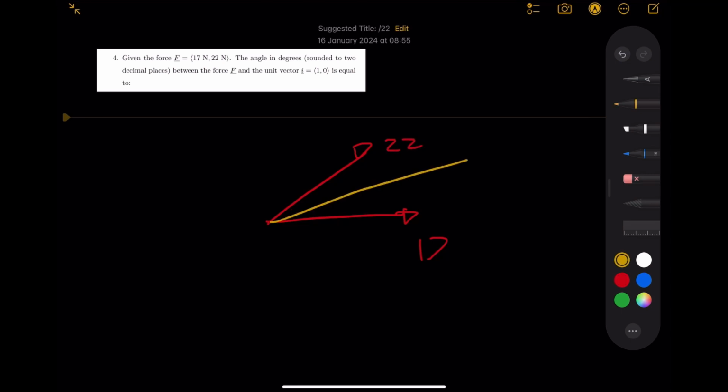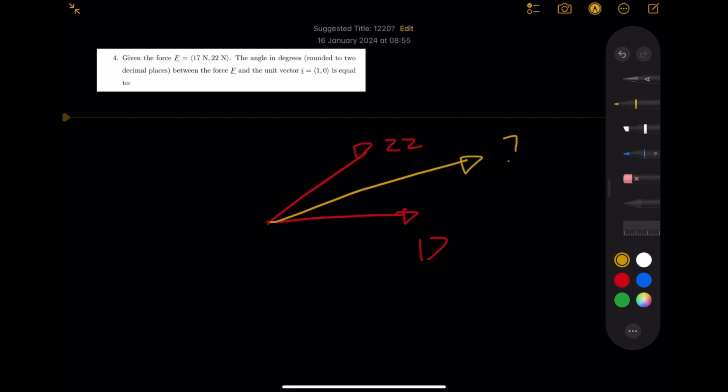So we're given force F, which is denoted by 17 newtons by 22 newtons. So if you think of that force looking something like this here, which is 17 over here, and you got your 22 over here, right? Previous lectures, we know that the resultant force will look something like this, whatever this number is.